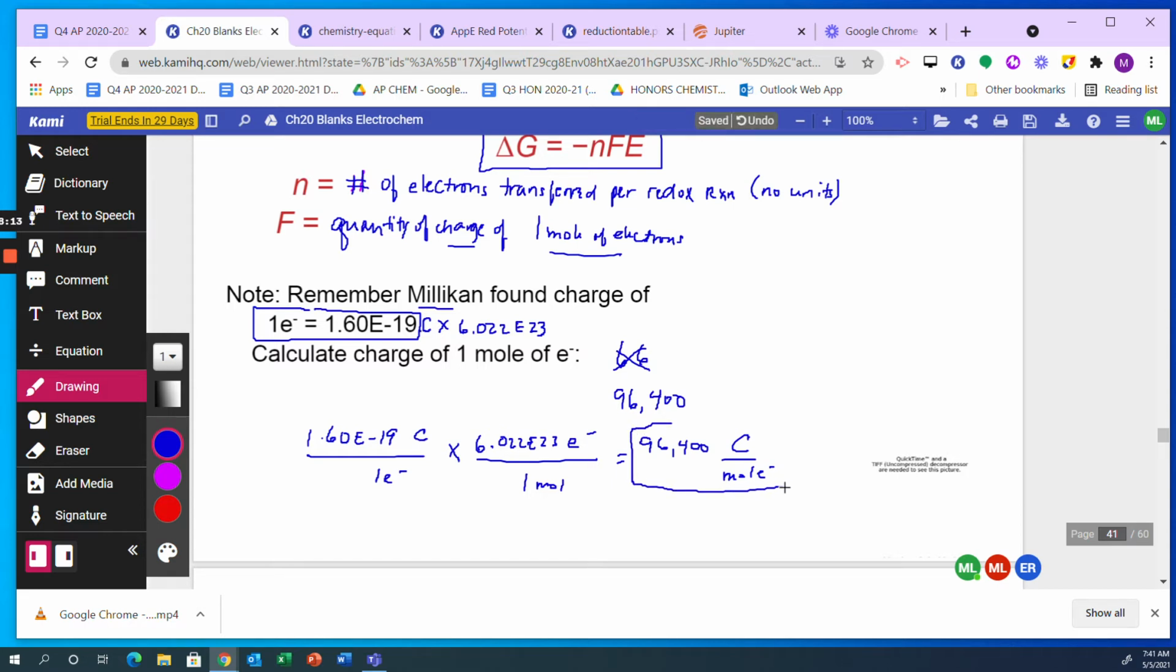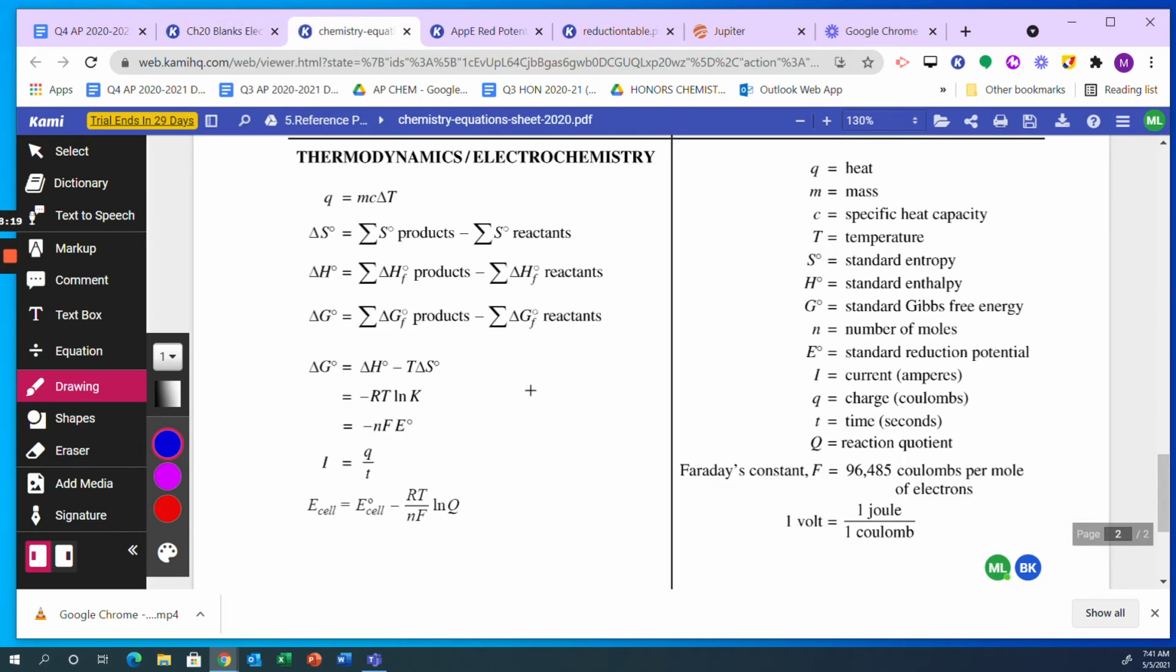So this number you would have to remember, actually you don't have to, it's in the formula sheet. So if you look at your formula sheet here, here is Faraday's constant, 96,485 per mole of electrons. Okay, so I only had 3 sig figs, they have 5 sig figs.